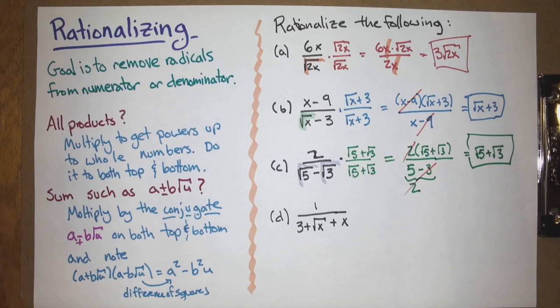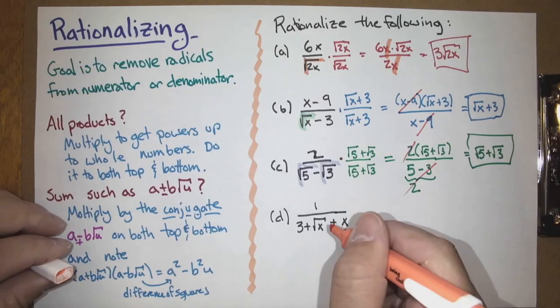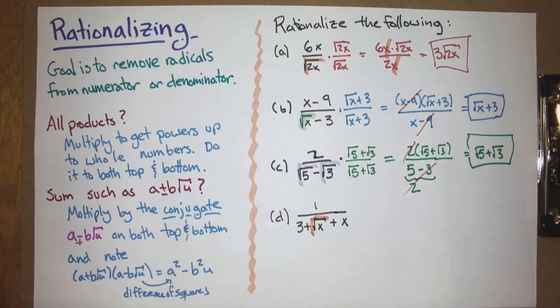All right, the last one. This one's a little bit more subtle. 1 over 3 plus square root of x plus x. There is a square root. We don't want the square root downstairs. Is there any hope? Any hope? And if there is, how do we go about doing it? So this one is certainly a notch up in difficulty from the rest.